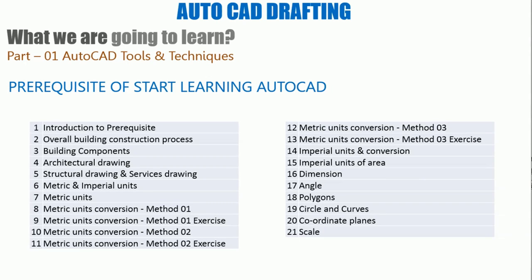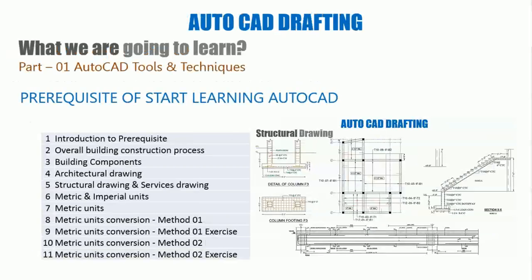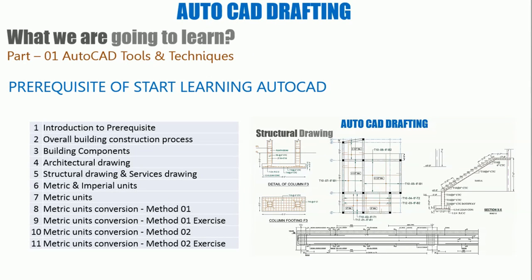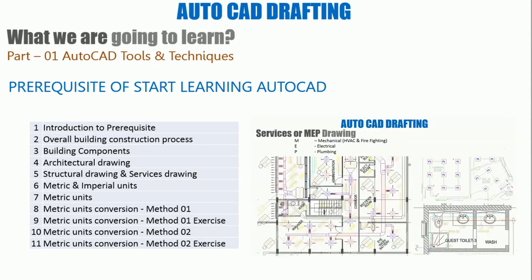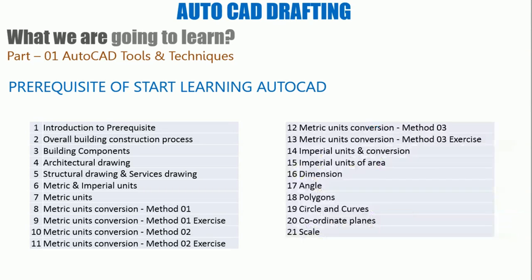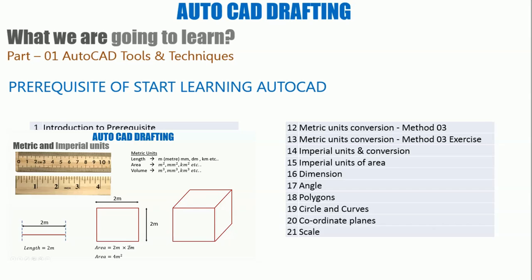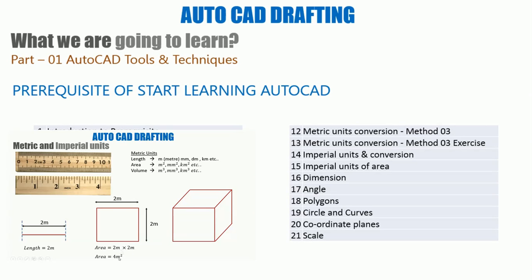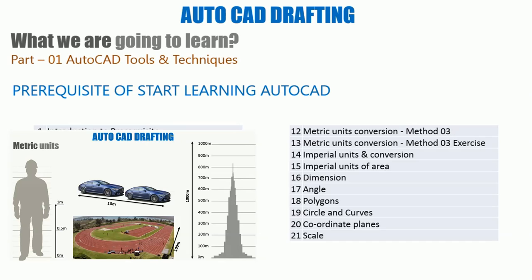Section 5, structural drawing and services drawing. The reinforcement bar size and the arrangement of the reinforcement bars, all these things are mentioned. And the services drawing is also called MEP drawings. From Section 6 to Section 15, we'll go through units and conversion. 2 into 2 equals 4. Meter into meter, I can write meter square. Whenever we are talking about measurement, we should have a physical idea of it.